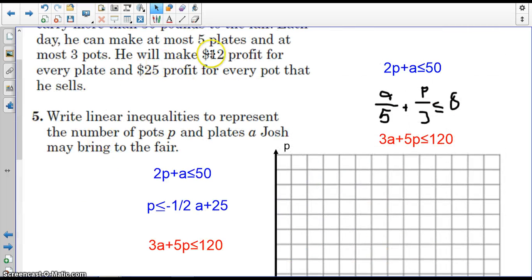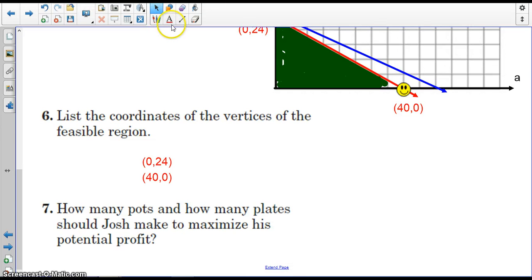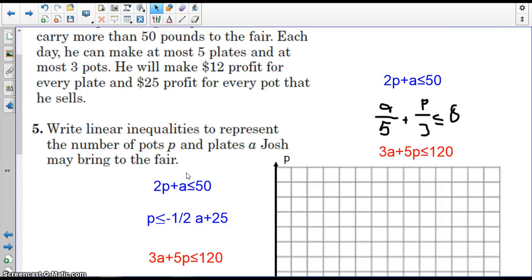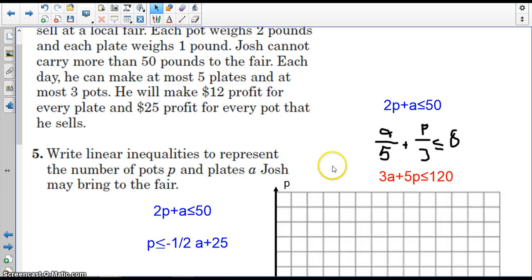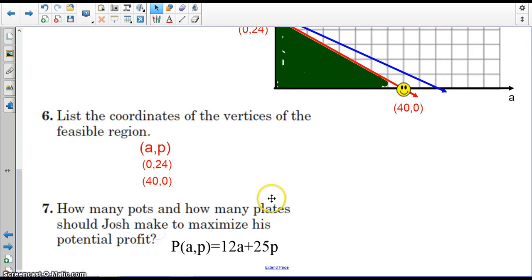Last but not least, he makes $12 profit for every plate and $25 profit for every pot that he sells. So P of X, Y is, well, think about it, and I'll write it out. So pause again. I'll leave the important sentence up here. Pause and figure that out. All right, so this sentence says $12 profit for A's, $25 profit for P's. And so just to reiterate, A and P is the order in which this is. A is the x-axis, so it's 0, 24, 40, 0. Okay? But P, the profit function, the linear function you're trying to maximize, is 12A plus 25P.